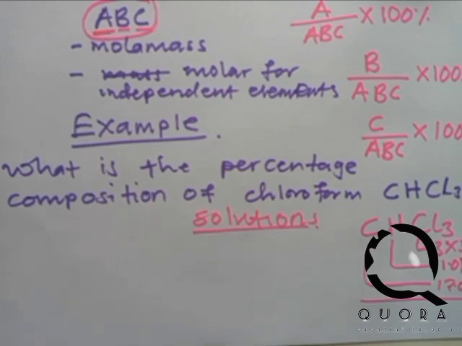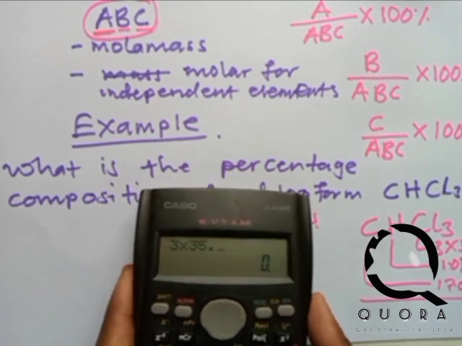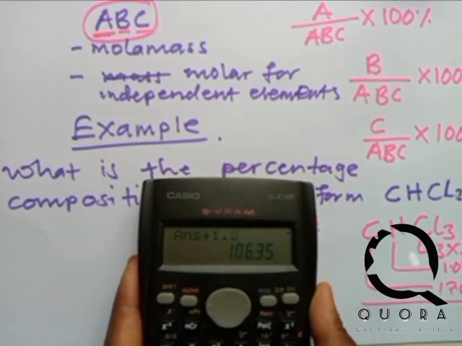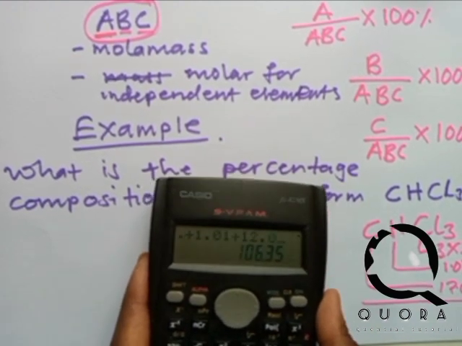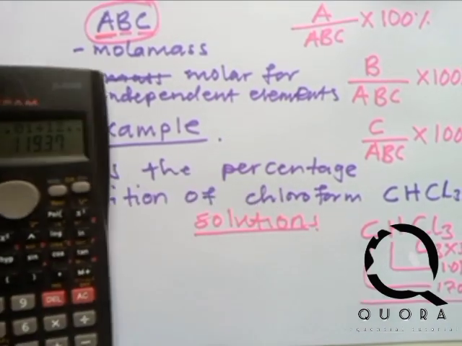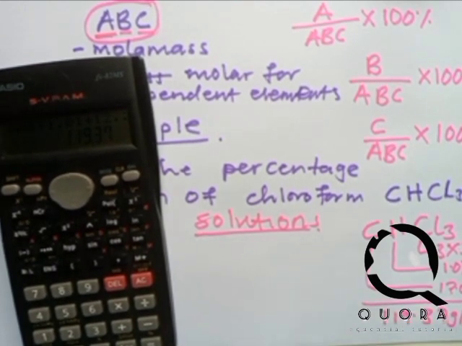Okay, what will be the total? If I multiply 3 by 35.45, I get this. I add it with 1.01 plus 12.01, and finally we are getting 119.37 grams per mole, because this is the molar mass for the entire compound.